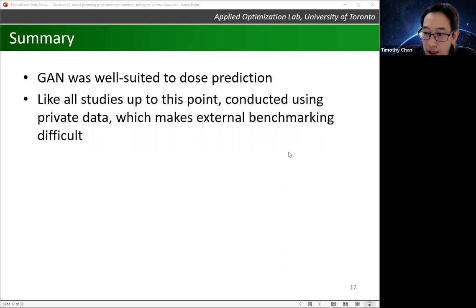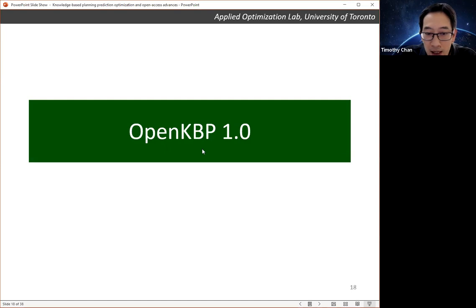So we decided to organize a competition, which we called the Open Knowledge-Based Planning Competition, to try and encourage more collaboration internationally and sharing of results and having a benchmark to compare against consistently.